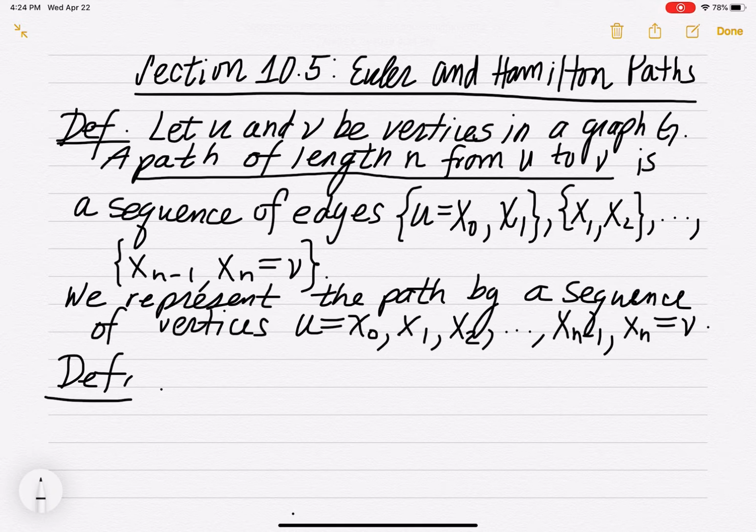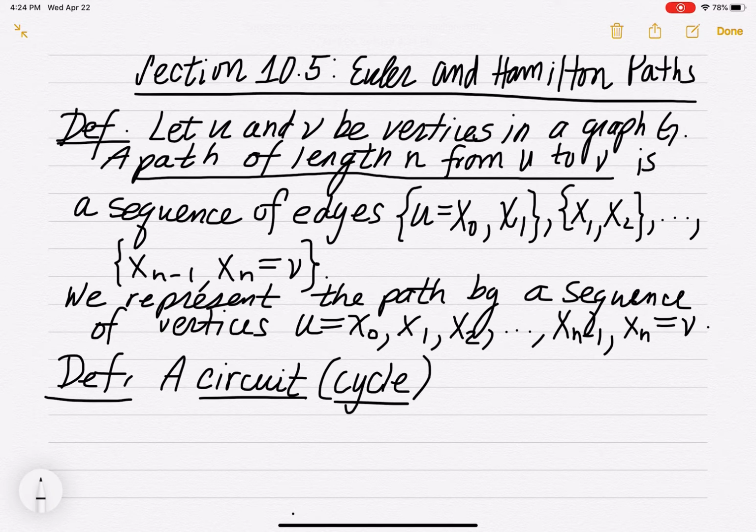A circuit, also sometimes you hear this called a cycle. So some books call this a cycle. Our book calls it a circuit, but you also hear it called a cycle. A circuit is a path that begins and ends at the same vertex.